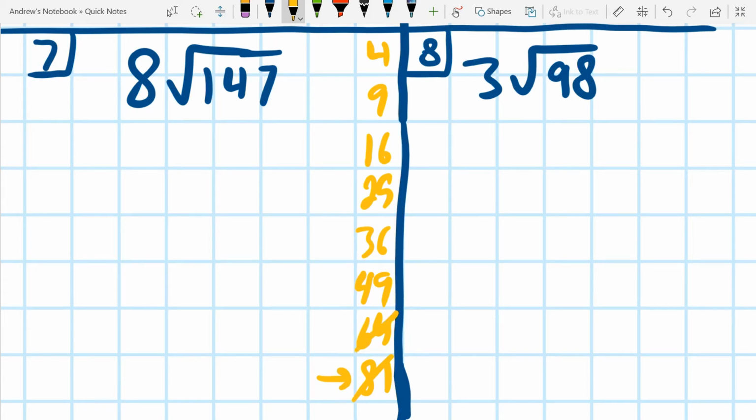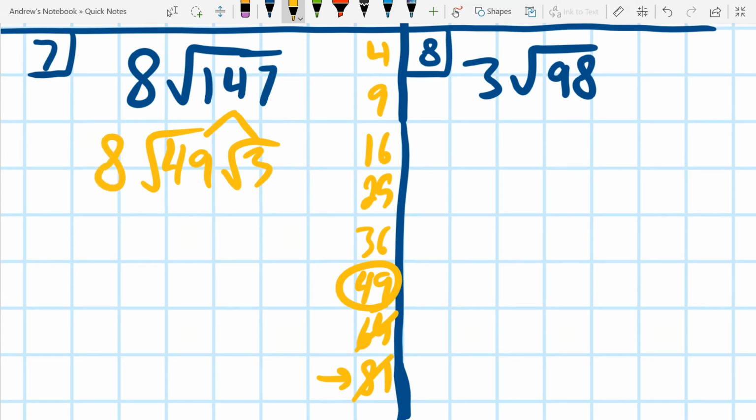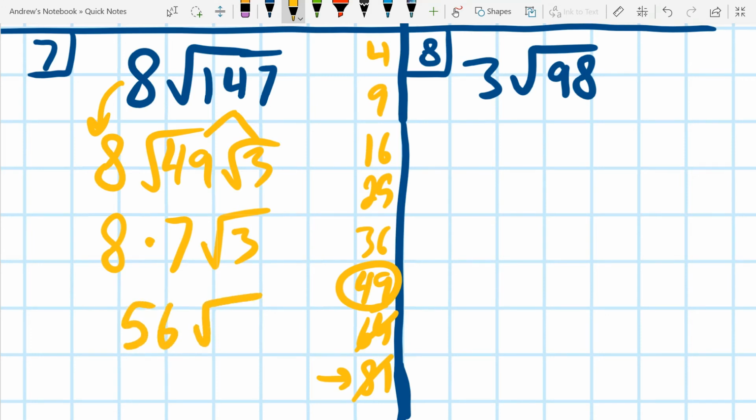64 doesn't work. I type that in. 49 actually does work. 49 works. And so if I do 147 divided by 49, I get 3. So I can square root both of those. I still have that 8 on the outside. The square root of 49 is 7. And the square root of 3 is ugly, so it's square root of 3. 8 times 7 is 56 square root of 3.